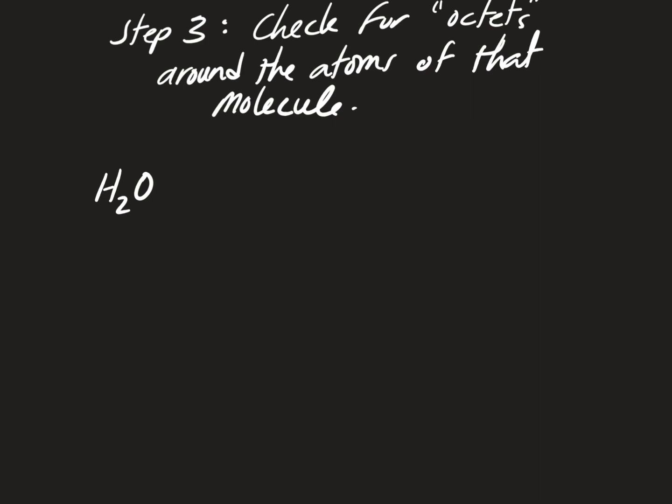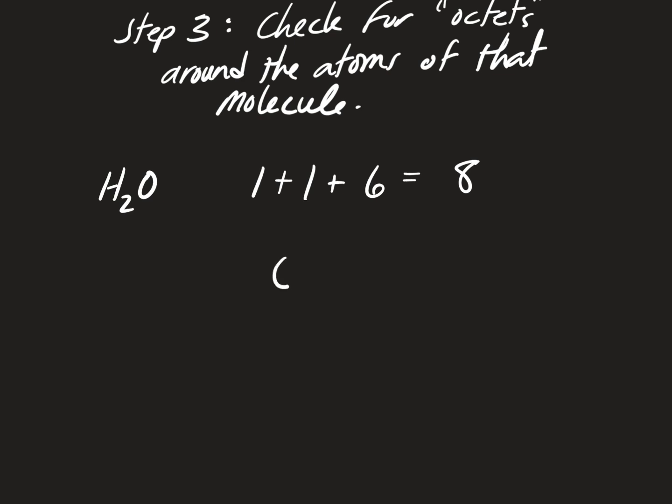So, like I said before, we're going to start with counting the number of valence electrons in this molecule. If we count the valence electrons, that's 1 valence electron for hydrogen, another valence electron for hydrogen, and 6 valence electrons for oxygen, giving us a total of 8 valence electrons. If we draw a skeleton structure now, all right, oxygen is going to be in the middle, and we're going to put hydrogen around the outside.